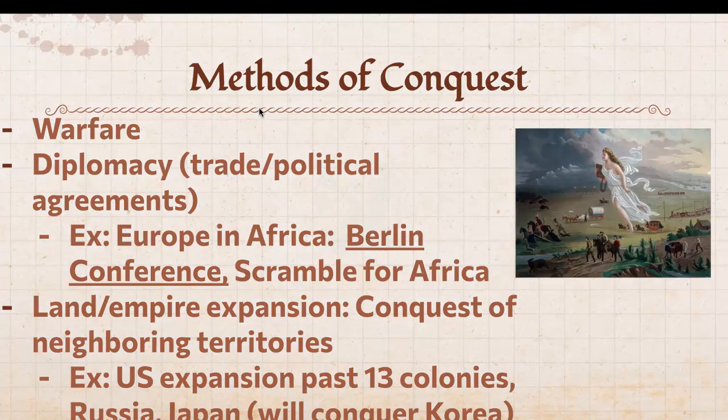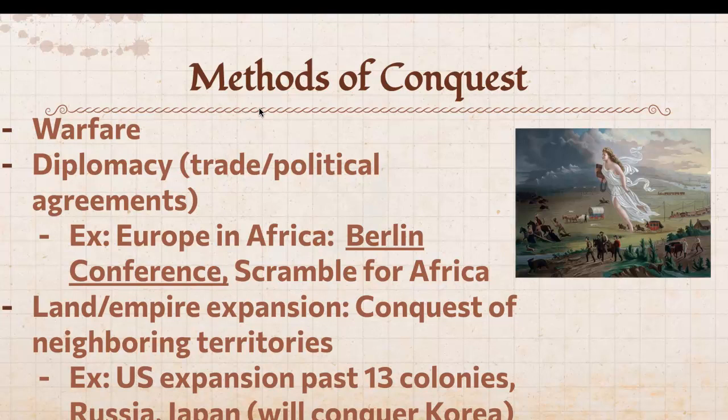So there are several different methods for conquest for imperialism. The three that we're going to be focusing on is warfare, so straight up violence, military versus military, whoever wins takes over. There's also going to be diplomacy, so this is typically very peaceful. It comes to an agreement, either based on trade, so economics, or political agreements.